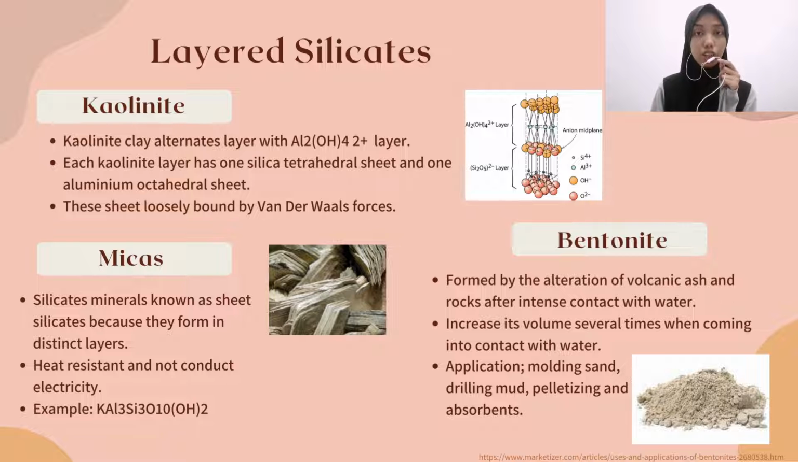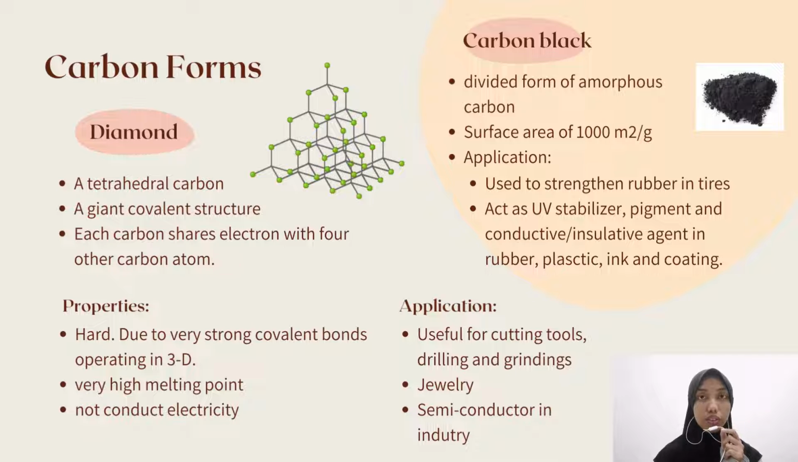The third one is bentonite. Bentonite is formed by the alteration of volcanic ash and rocks after intense contact with water. Bentonite can increase its volume several times when coming into contact with water. The applications of bentonite are in molding sand, drilling mud, pelletizing, and absorbent. Bentonite can be used as an absorbent as it has a high specific surface area and gives large capacity for both absorption and adsorption. Now we will see the structure of carbon forms.